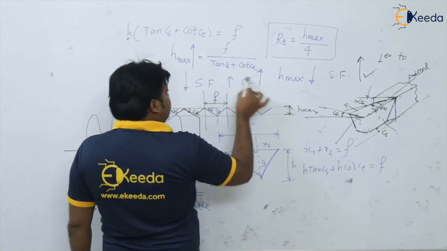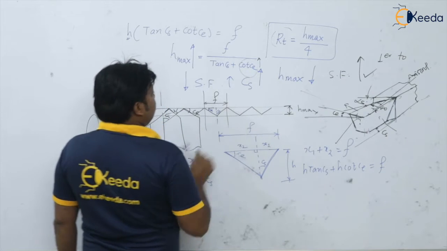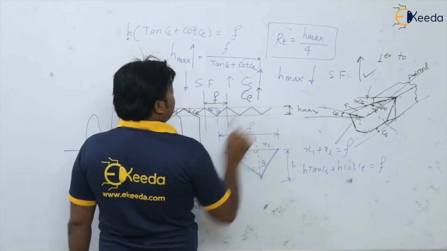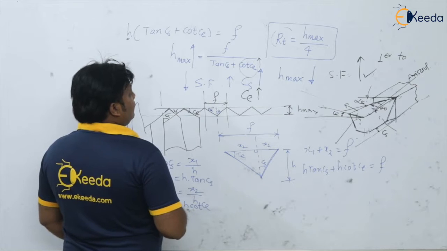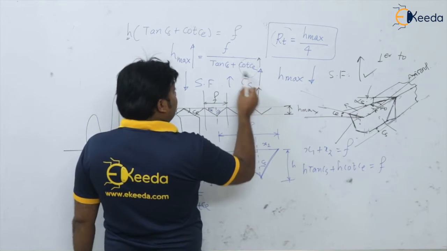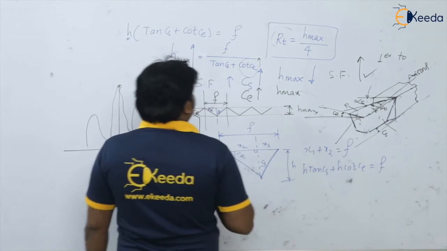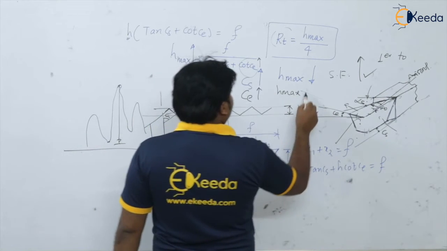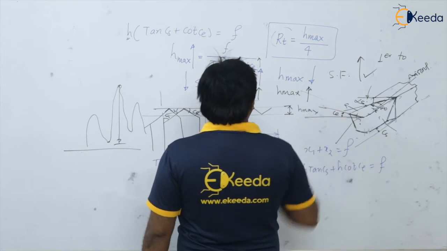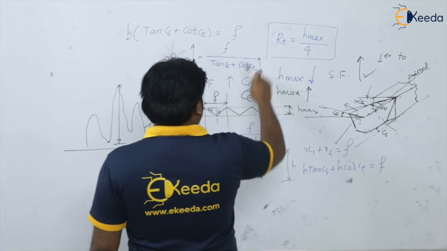And the cot is a decreasing function. As CE goes on increasing, what will happen? The H max is going to increase, isn't it? Because cot is actually a decreasing function.